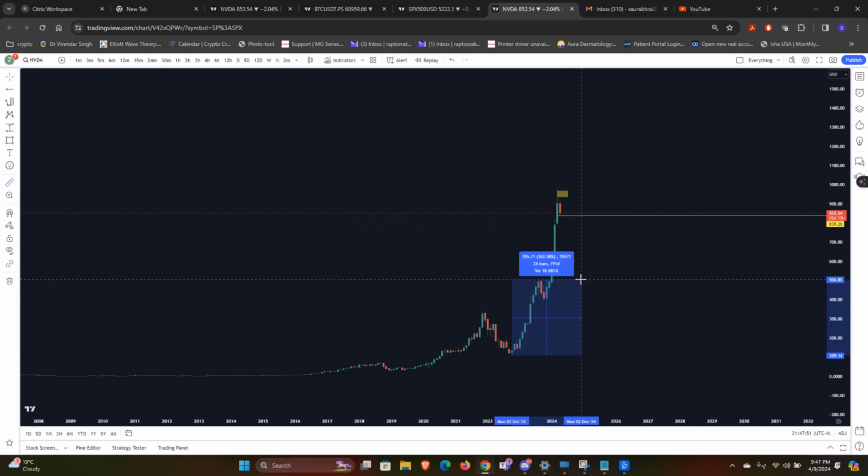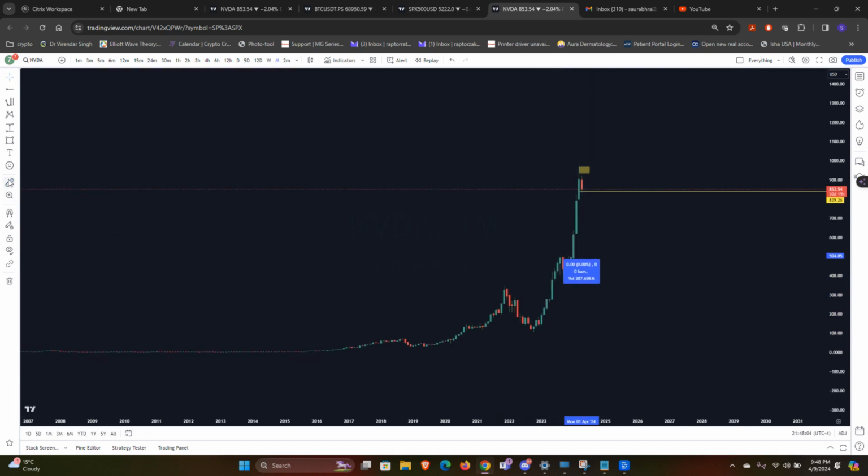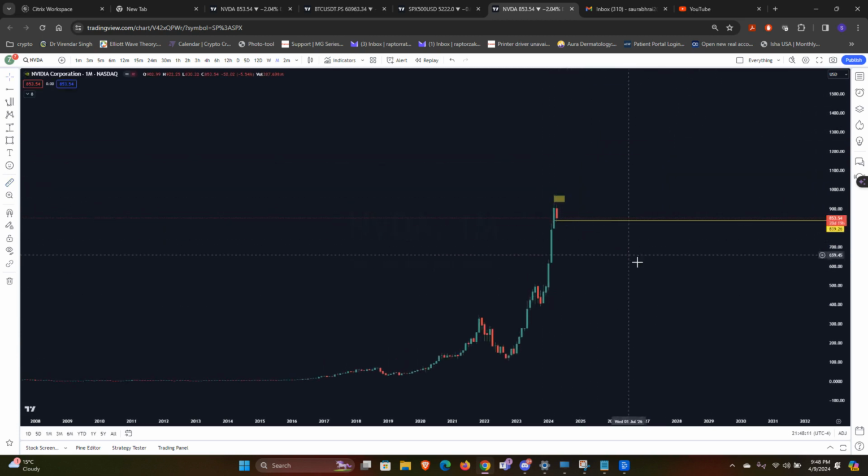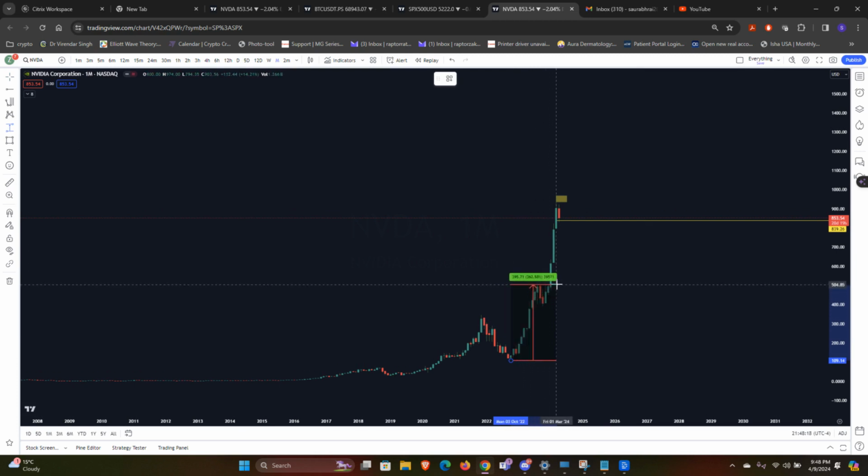So let's take a measurement tool and see how much NVIDIA appreciated during this time. We can see it appreciated almost 362%. And then we again take this tool and draw from here to the top. It appreciated approximately 90%. Now let's mark it out with this price range tool from here to here, and then copy this over here.